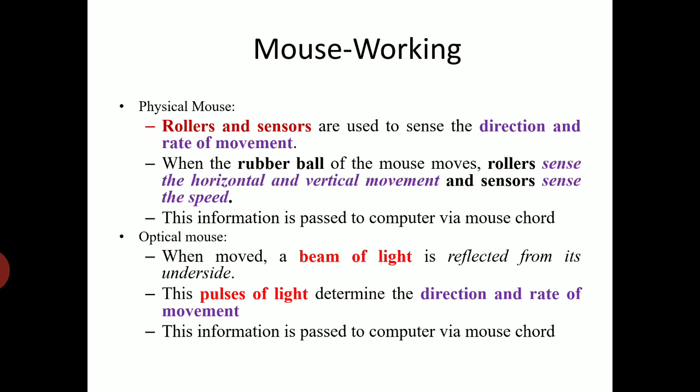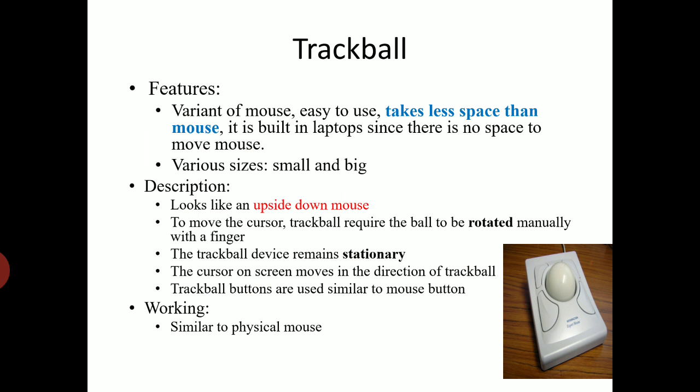Optical mouse, as I already said, is based on light. So you can see light underneath the mouse, and when we move the mouse, there will be some hindrance or some changes in the light. That light may be cut off at some point, or it will be moving rapidly. Based on that, the information will pass to the computer.